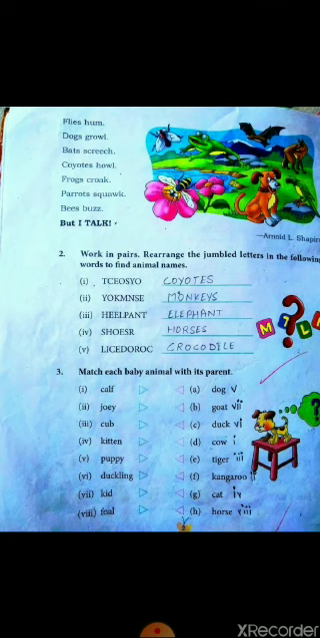6, duckling. Duckling is the baby of a duck. 7, kid. Kid is the baby of a goat. And last, foal. Foal is the baby of a horse.